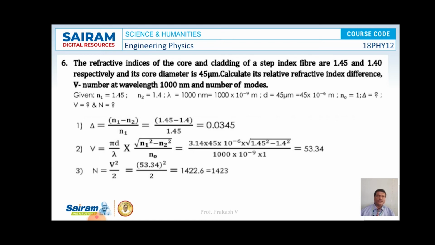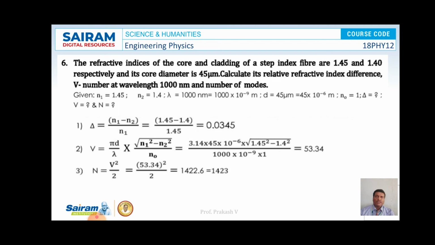So we know that fractional index change delta is equal to n1 minus n2 by n1. So substitute the values of n1 and n2, that is 1.45 minus 1.4 divided by 1.45. So the value of delta is equal to 0.0345. Further, we know that V is equal to pi d by lambda into square root of n1 square minus n2 square by n0. Substitute the values. So pi, that is 3.14 into 45 into 10 to the power minus 6 into square root of 1.45 square minus 1.4 square divided by 1000 nanometer into 1.